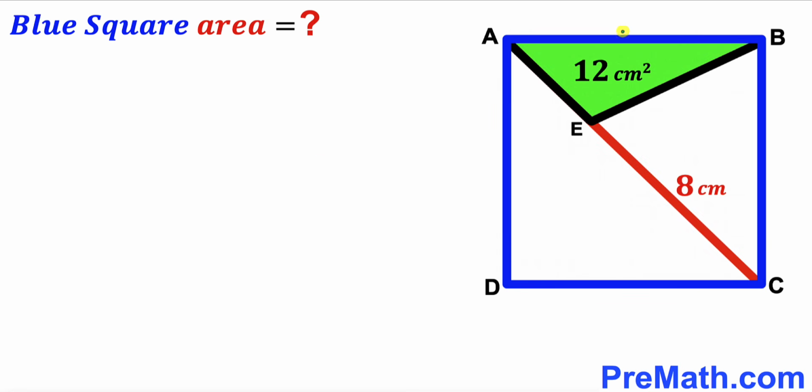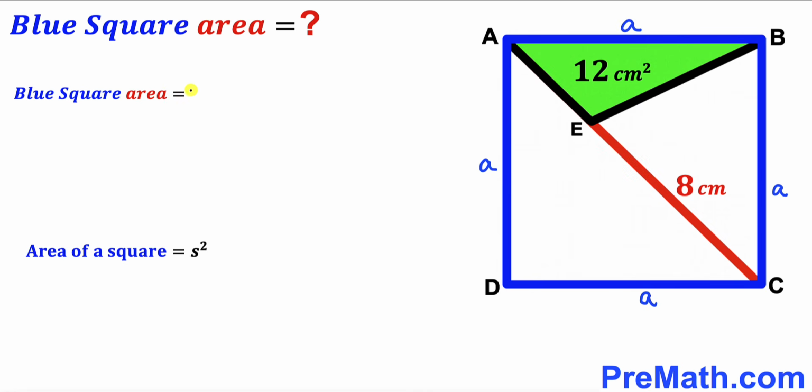Since we are dealing with this blue square ABCD, if I label this side length as lowercase a, then this side length is going to be lowercase a, and lowercase a across the board. Now, since we are interested in the area of this blue square ABCD, let's recall the area of a square formula. Area is always equal to s squared, where s represents the side length of the square. In our case, the side length is lowercase a. So the blue square area is simply a squared. Therefore, our task is to find the value of a squared.